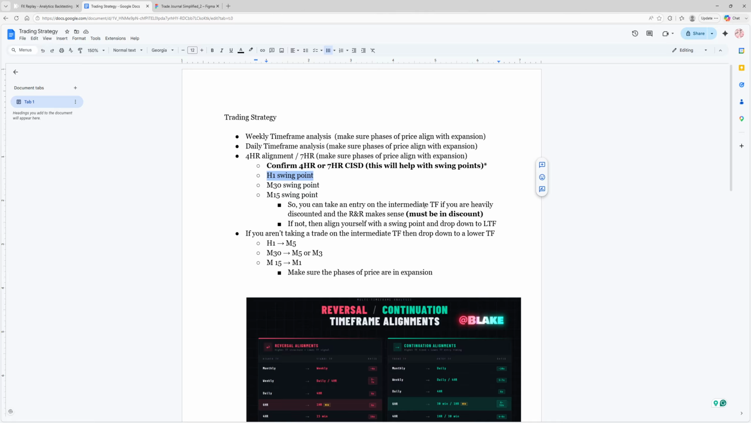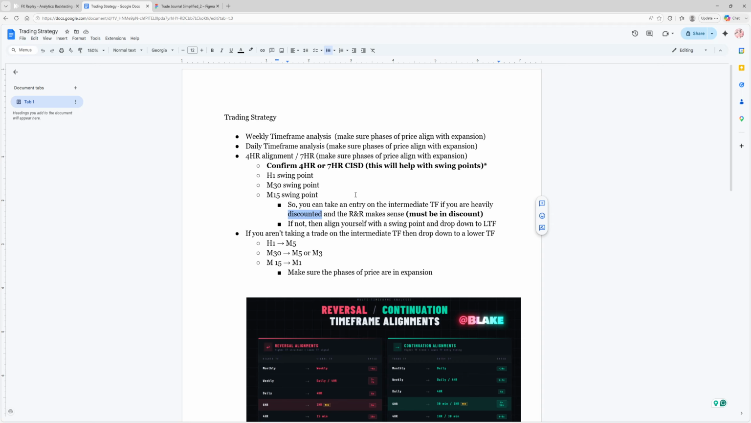So you can trade an entry on the intermediate time frame if you are heavily discounted. Oh, and I haven't tested this out a lot yet, but a rule that I've made for myself to determine whether I'm going to take an intermediate entry or a lower time frame entry is basically determined by if we're heavily discounted. Like if we get an intermediate OB and we're in discount and we have enough room to target at least 1.5R or 2R, then I'll just execute on the intermediate time frame.